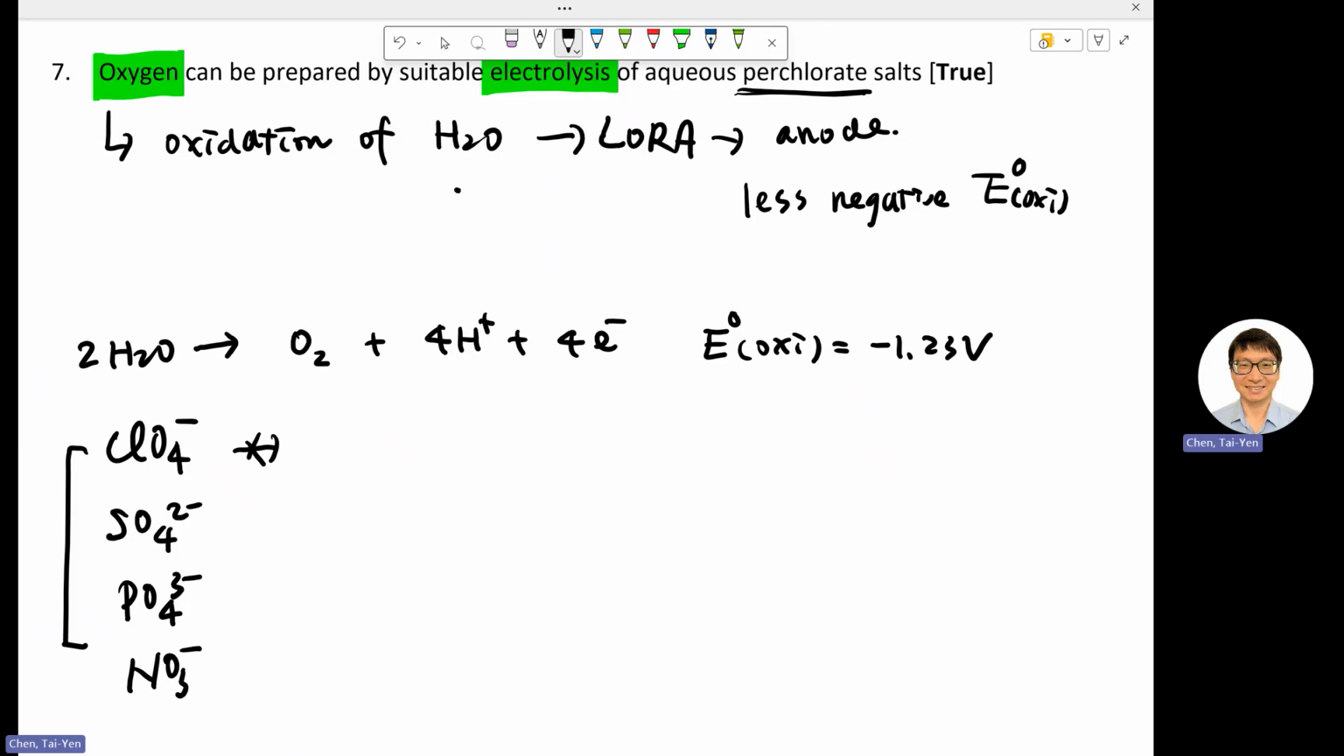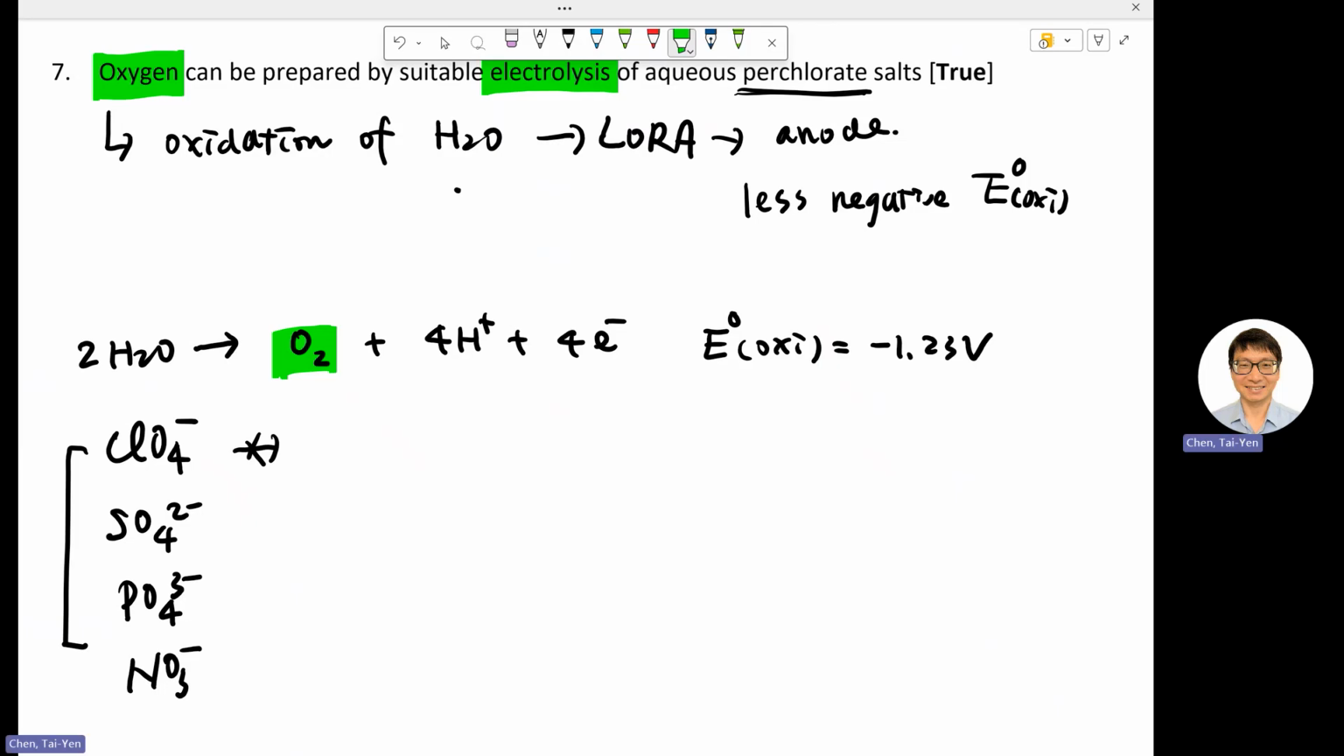Okay, so next we're going to do the electrolysis of this aqueous perchlorate salt solution. The anode is equivalent to just electrolysis of water. Therefore, you know the product will be your oxidation product of the H2O, right? So you're going to have O2 forming at the anode. That's how you address this question.